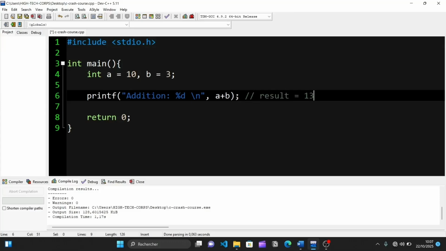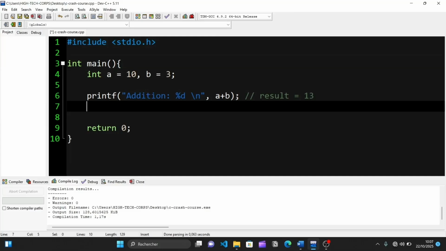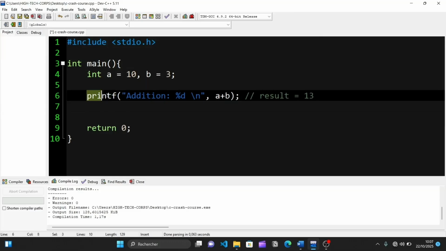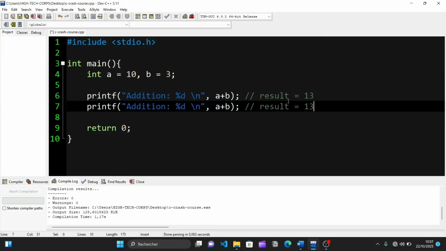Now that's for addition. The next operation we are going to see is subtraction. So I will simply copy this same line here, and I will paste it below. Now I'm going to change addition to subtraction, and I will still have %d because it is an operation between two integers and the result will also be an integer, but I will change the operator used here from the plus to the minus, which means subtraction, and 10 minus 3 is going to be 7, so our result is expected to be 7 here.